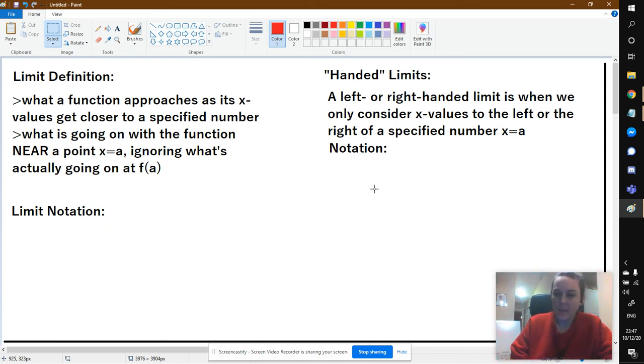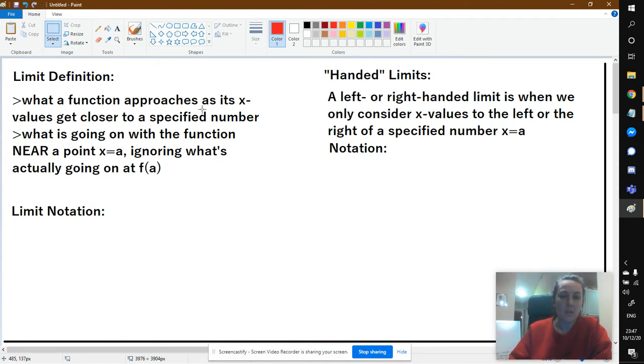I had filmed a short, high-level philosophical overview of the unit, but now we're going to get down to brass tacks and learn about limits. All right, so I've got two definitions of the limit. The first one is the more mathematical one, and the second one is more of a what's going on here. The definition of a limit is what a function approaches as its x values get closer to a specified number or value.